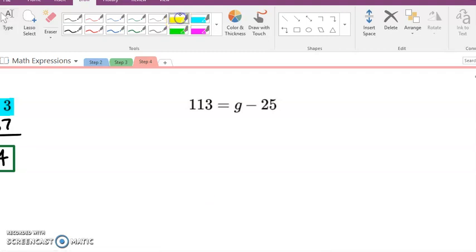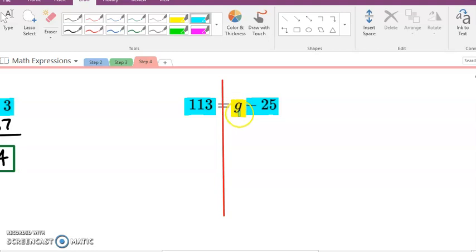Let's try a third one. Again, I'll put my line down the center, so I remember that I have two sides of an equation. G is my variable, negative 25 is another term, and 113 is the last term. I want to get G all by itself over here. Currently, we have negative 25 keeping it company, so I'm going to add 25.